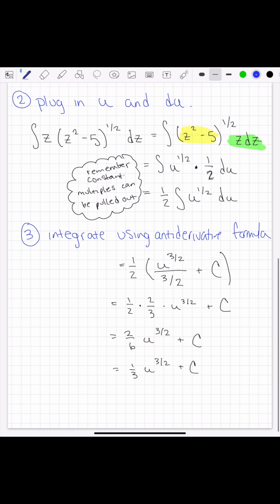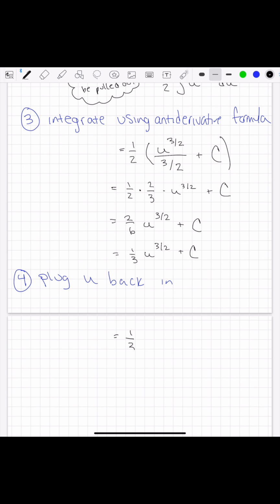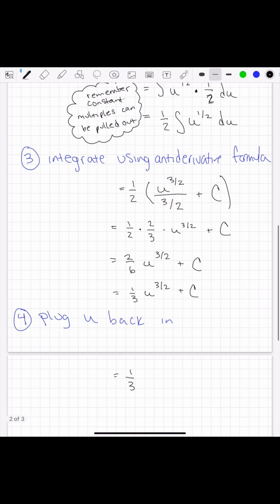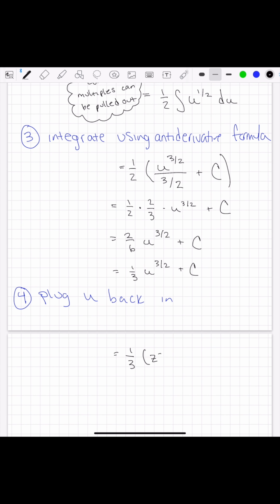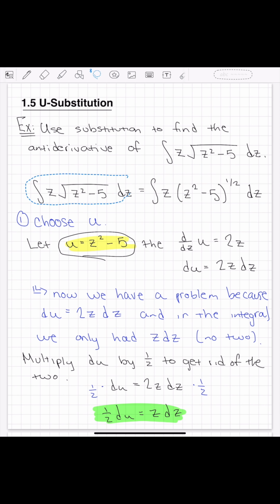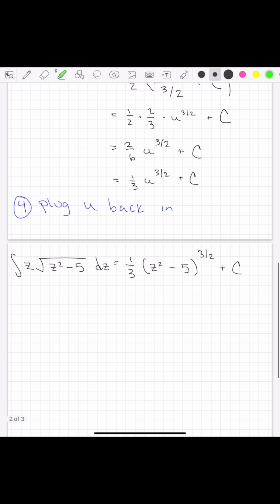And then the fourth step now, after we did that, is to plug u back in. So now it becomes 1/3, and then what was my u? My u was z squared minus 5 to the 3/2 plus c. So that is the answer to our question, right? The indefinite integral we were trying to solve. Okay, so that's the first example.